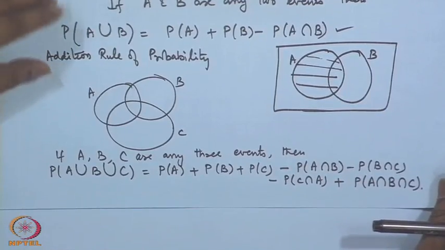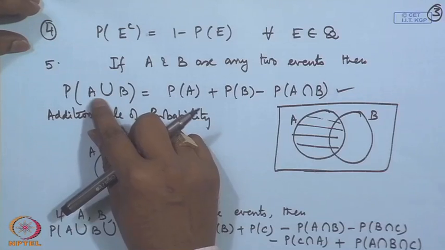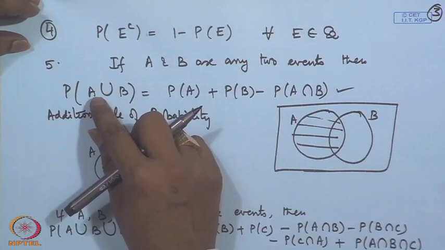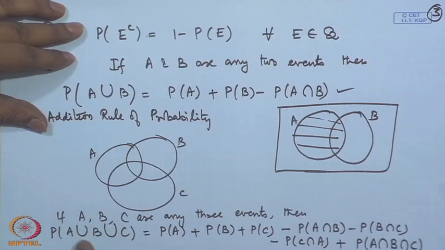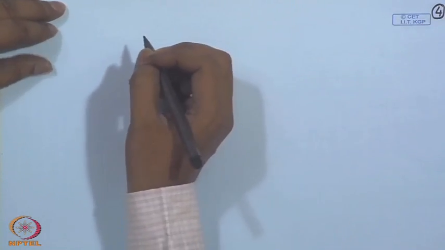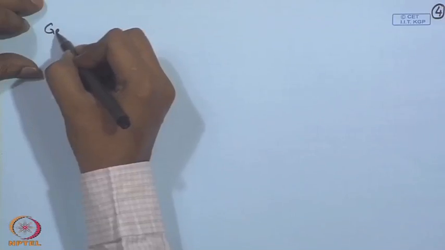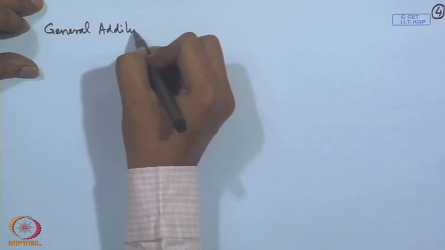Now, naturally, what does it denote? Actually, as we have explained earlier, this is the probability of occurrence of either A or B or both. Similarly, here it will mean probability of occurrence of at least one of A, B and C. So, naturally one will be interested in finding out the probabilities of occurrence of at least one of n number of events. So, that gives us a general addition rule.